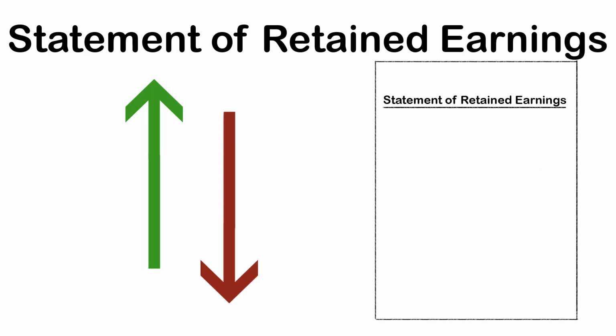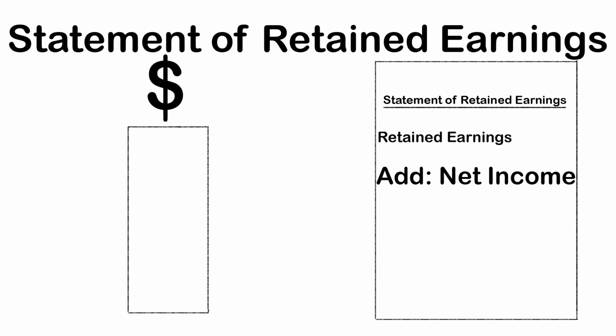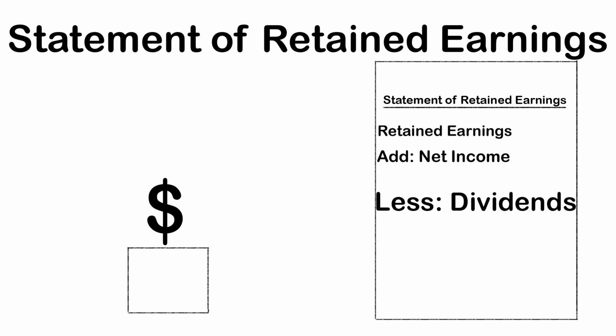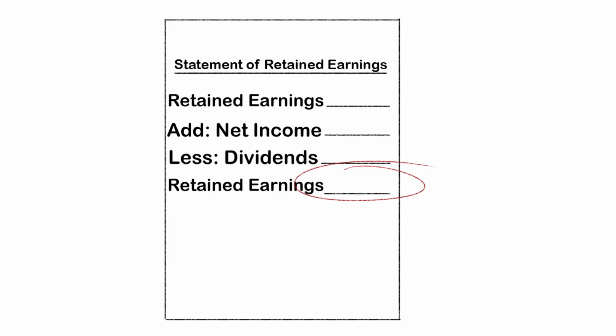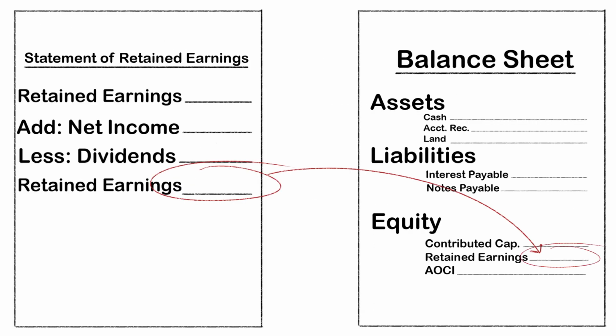The statement of retained earnings shows the increases or decreases in retained earnings for the period. In a typical year, net income will increase retained earnings and dividends declared will reduce retained earnings. The ending balance in retained earnings will also be reported in the equity section of the balance sheet.